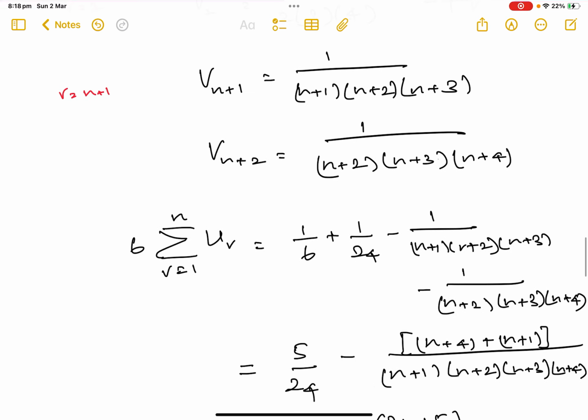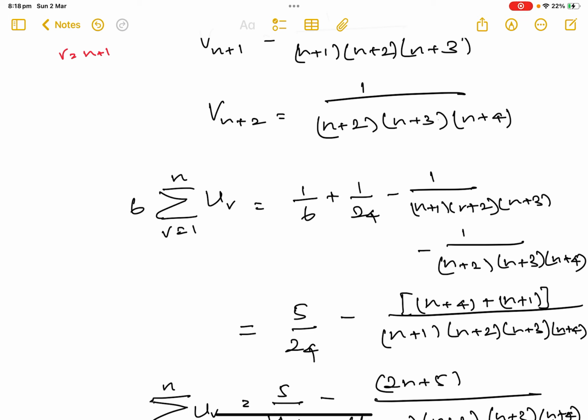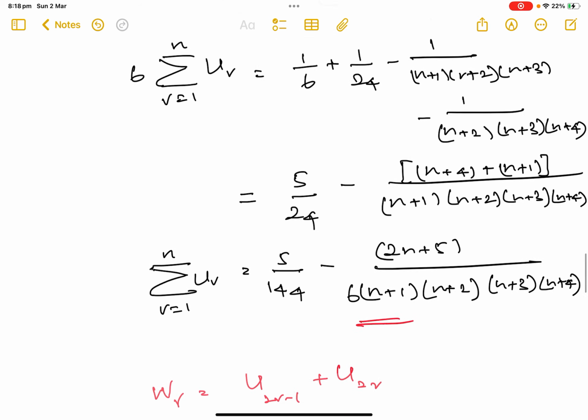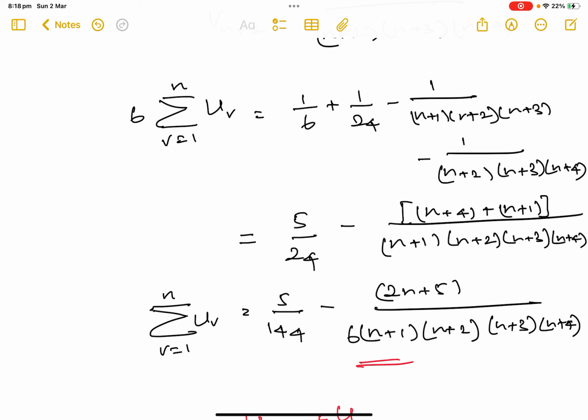So simply, 6 times the sum from r equals 1 to n of U_r equals, on the right-hand side, 1 over 6 plus 1 over 24, minus 1 over (n plus 1)(n plus 2)(n plus 3), minus 1 over (n plus 2)(n plus 3)(n plus 4). So this is 24 LCM.